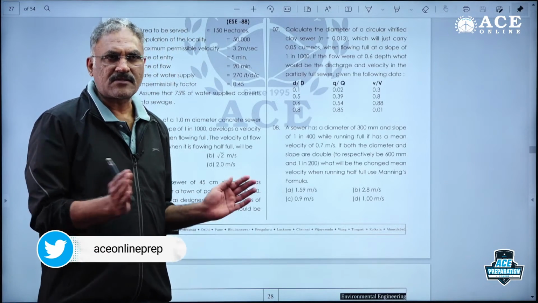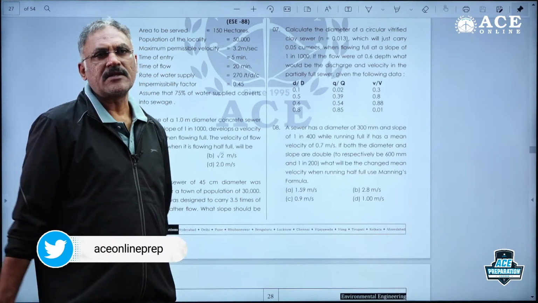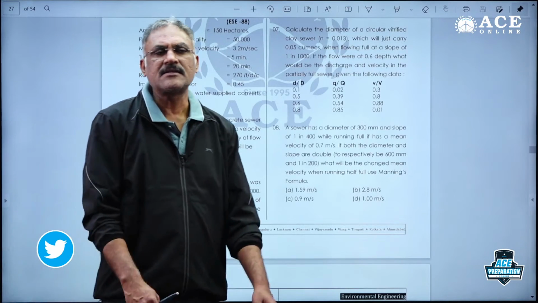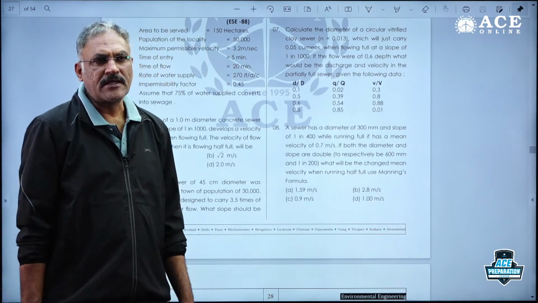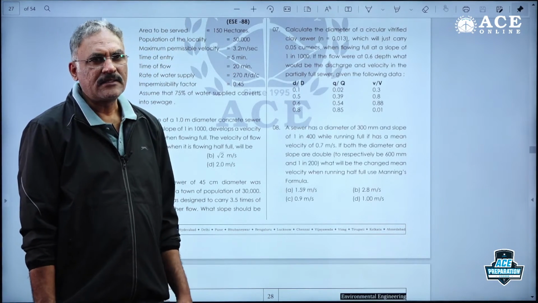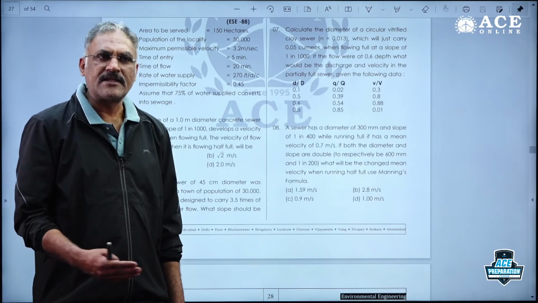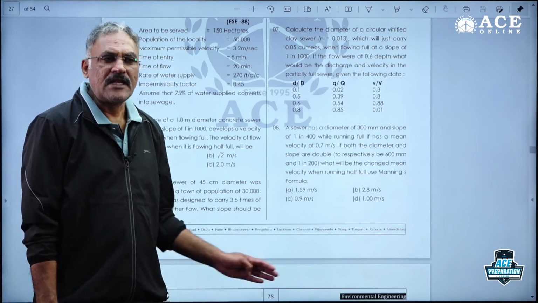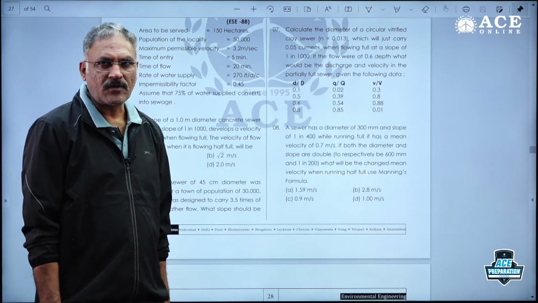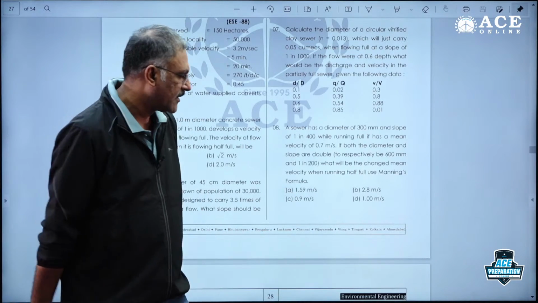So whenever they ask this question in environmental engineering, you are not expected to work out these flow parameters, hydraulic mean radius, wetted perimeter or wetted area, from the basics. You are expected to read these values from readily available procedures like the partial flow diagram and partial flow tables. That is what you need to learn.